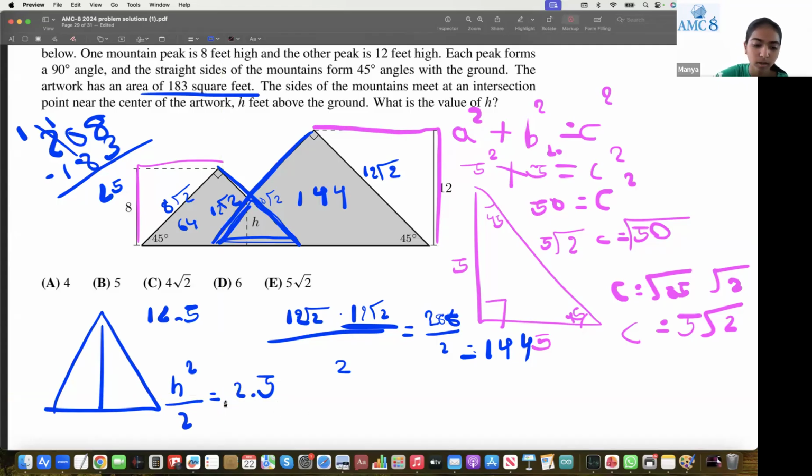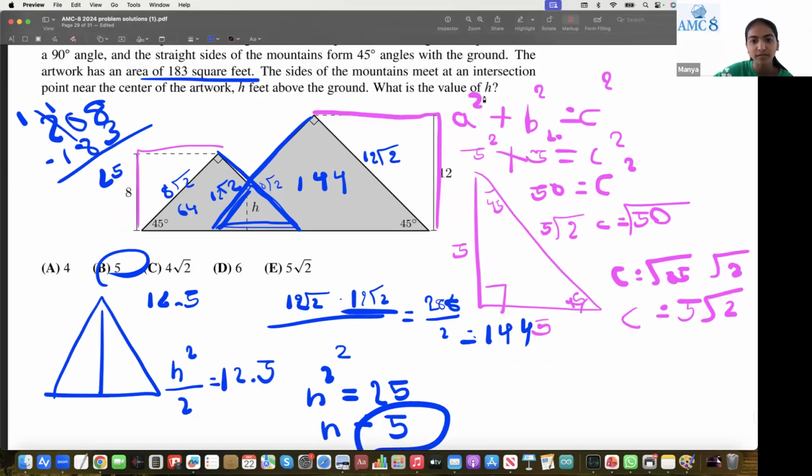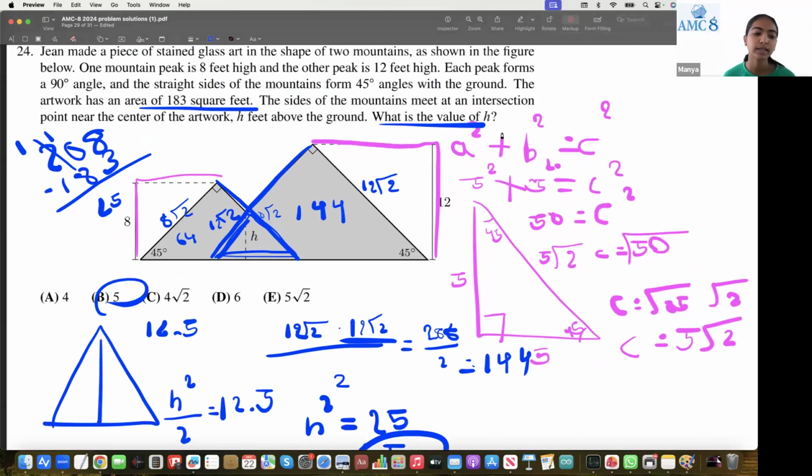So now we can multiply by 2 on both sides, and we'll be getting h squared is equal to 25, and h is equal to 5. And h represents the height. So the height is equal to 5, and that's just what they're asking for. What is the value of h? h is equal to 5. And that's how we got our answer choice B.